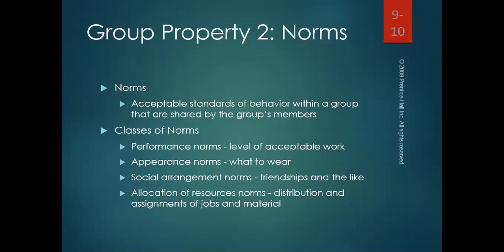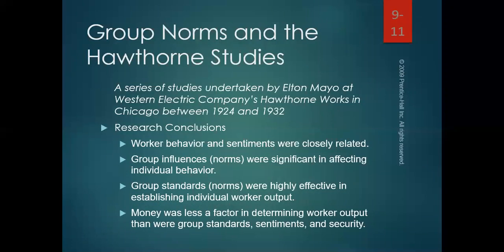Some common norms include achieving high performance and improving productivity. These are also some of the common norms, which cover performance norms, appearance norms, what to wear, social arrangement norms, friendships, and likes and dislikes with the people in the group. You can also say allocation of resources norms, the distribution and assignment of jobs and materials. These are all the things covered. So members modify their values, attitudes, and behaviors in accordance with the norms. So you can change according to the acceptance.